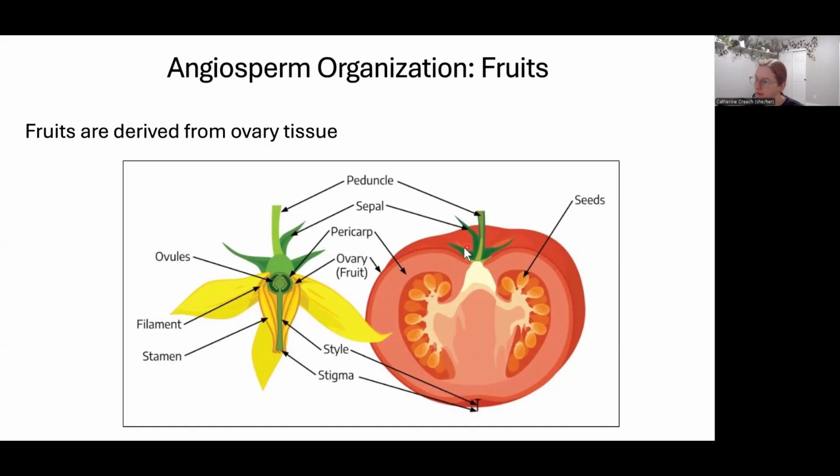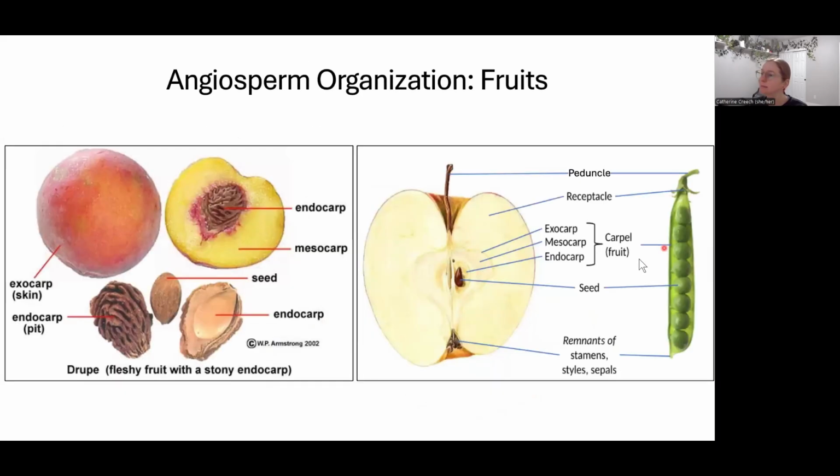And all of this part that we eat, we call it the pericarp. The pericarp has 3 layers. It has the exocarp, the mesocarp, and the endocarp. I've got another picture showing those. But this full thing that we consume is the ovary.